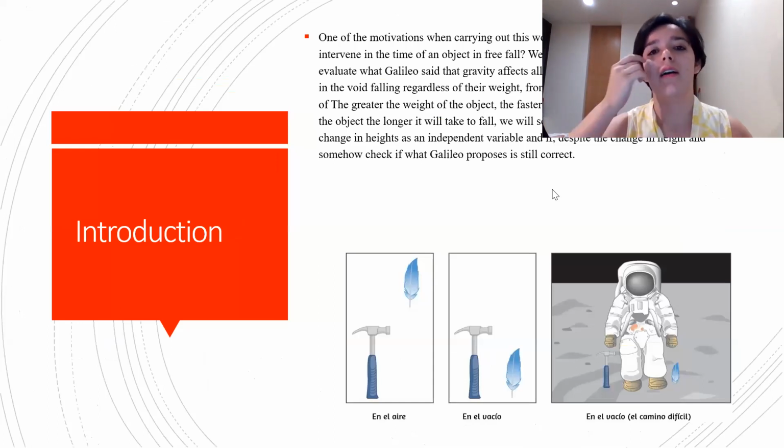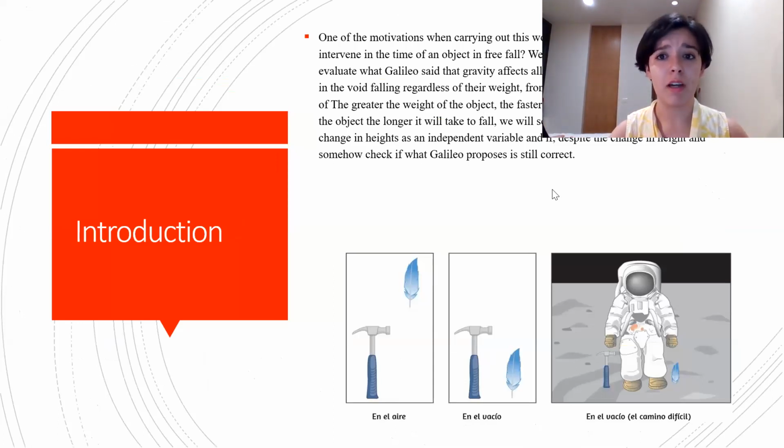One of the motivations when carrying out this work is to understand what factors intervene in the time of an object in free fall. We hope that from this work we can evaluate what Galileo said, that gravity affects all bodies in the same way when they are in the void falling, regardless of their weight.